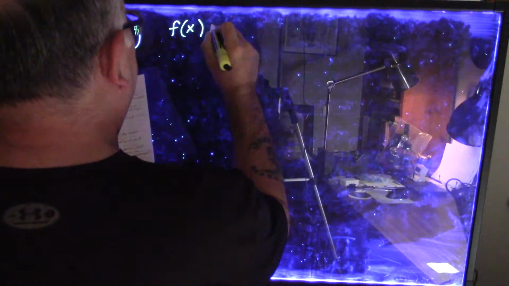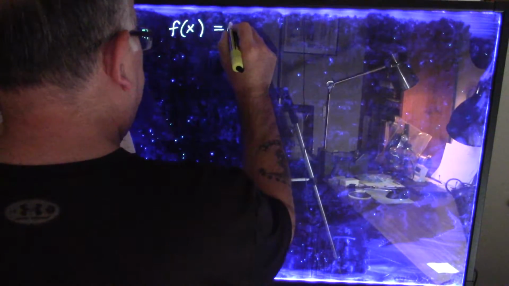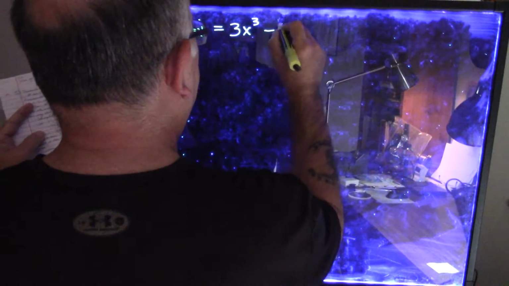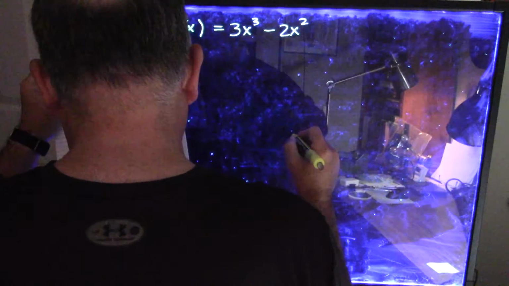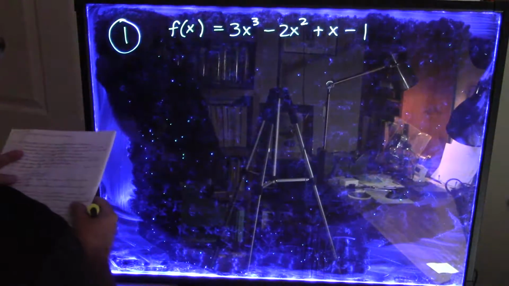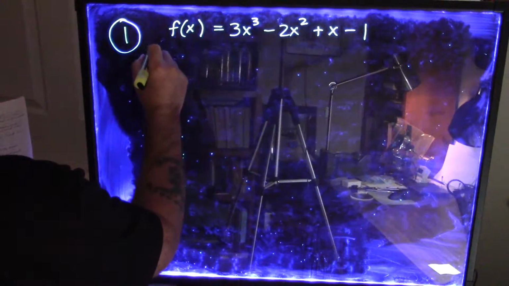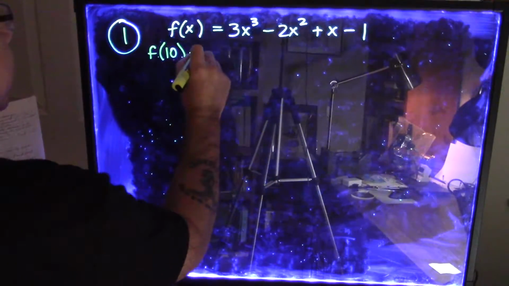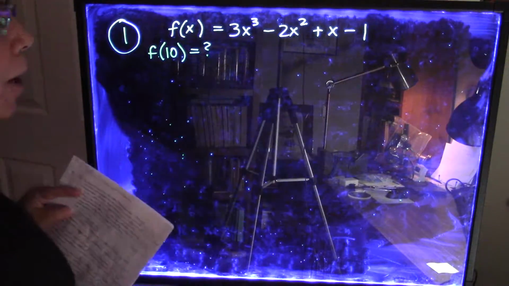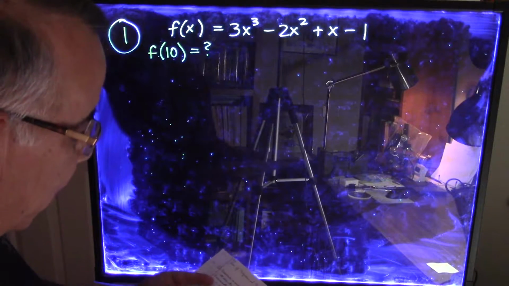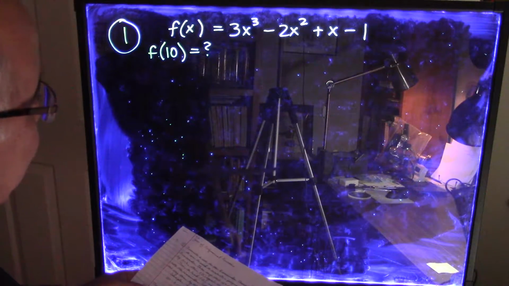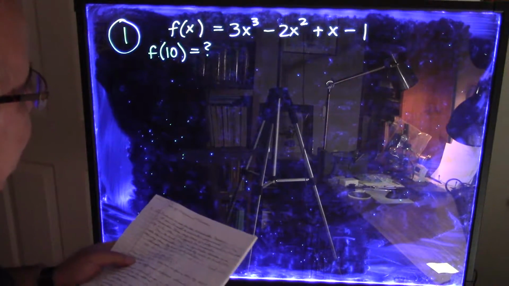f of x equals 3x cubed minus 2x squared plus x minus 1. Alright. So what's f of 10? Well, you can directly substitute 10 for x, which is the way we're used to doing it, but you can use the remainder theorem, and it goes a little bit faster if you use the remainder theorem to evaluate.